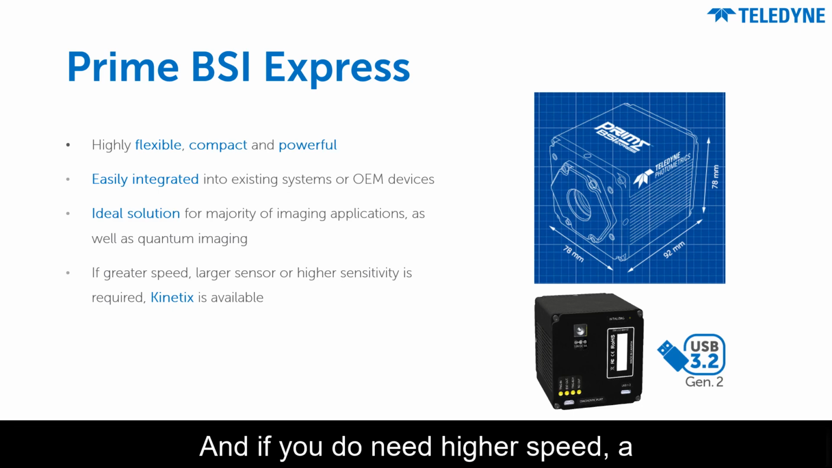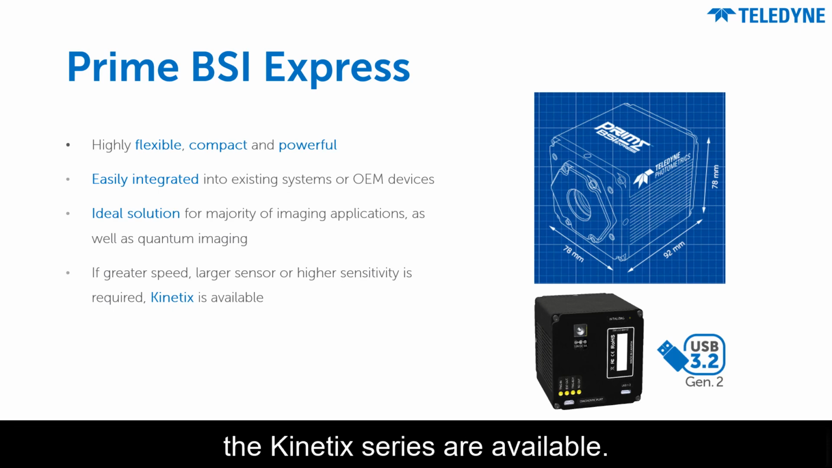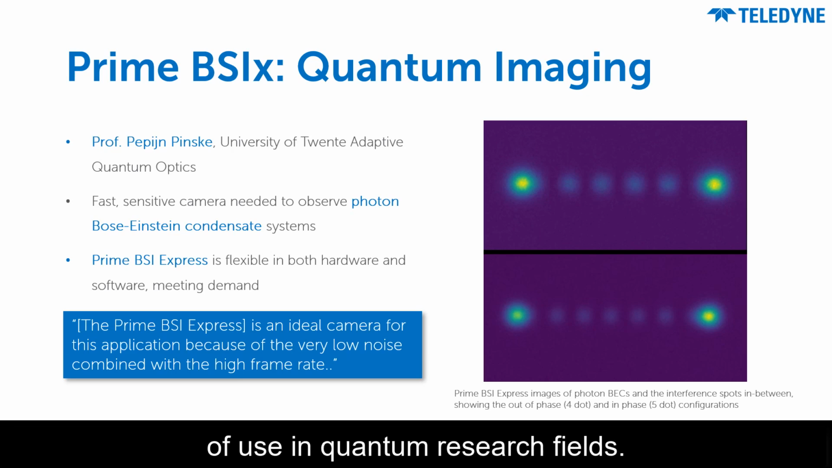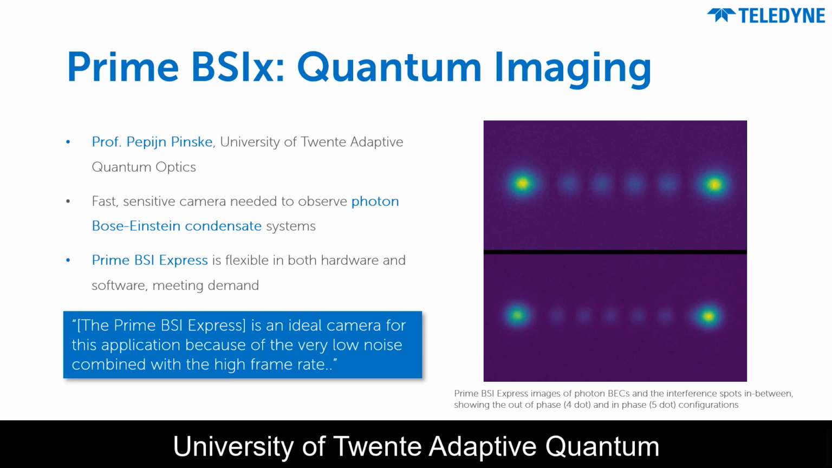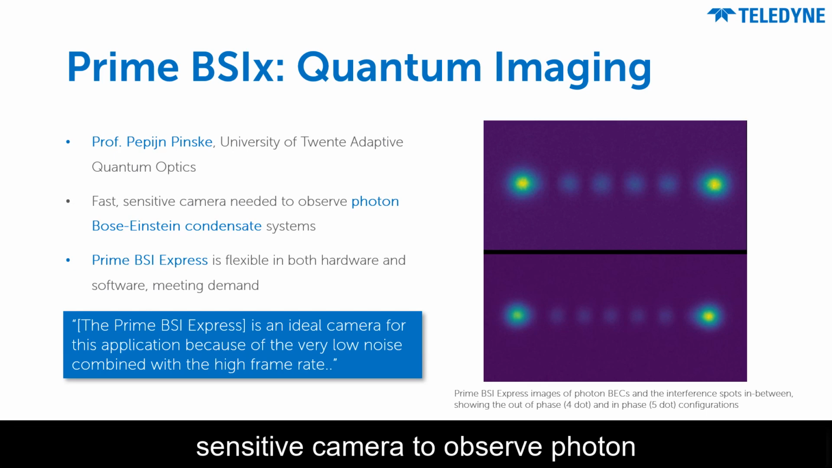And if you do need higher speed, a larger sensor, or an even lower noise, the Kinetics series are available. But the Prime BSI Express enjoys a lot of use in quantum research fields. One such application is at the University of Twente Adaptive Quantum Optics Group, where they needed a fast, sensitive camera to observe photon Bose-Einstein condensate systems.